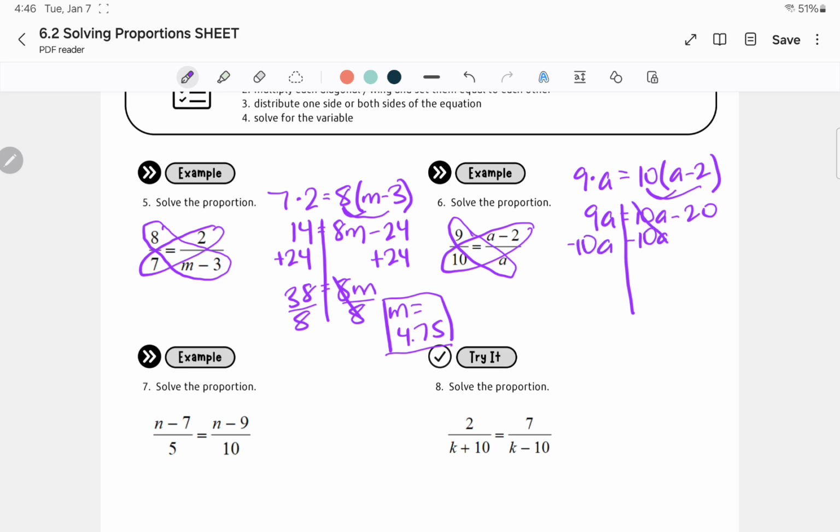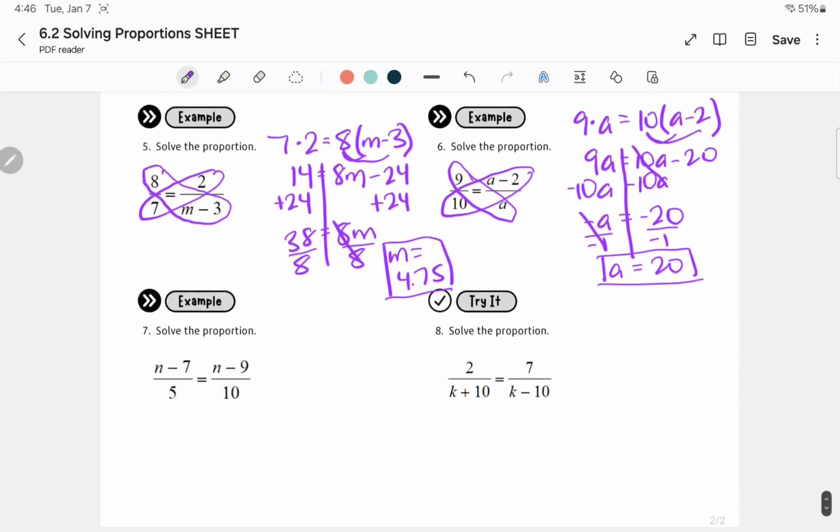That's going to give me, so 9a minus 10a is negative 1a, which is just negative a. And then the negative 20 is still over here. See, now I have a variable on the left, number on the right, except it can't be a negative. So let's get rid of that by dividing by negative 1. So that leaves me with positive a equals positive 20. And that's my answer for that one.